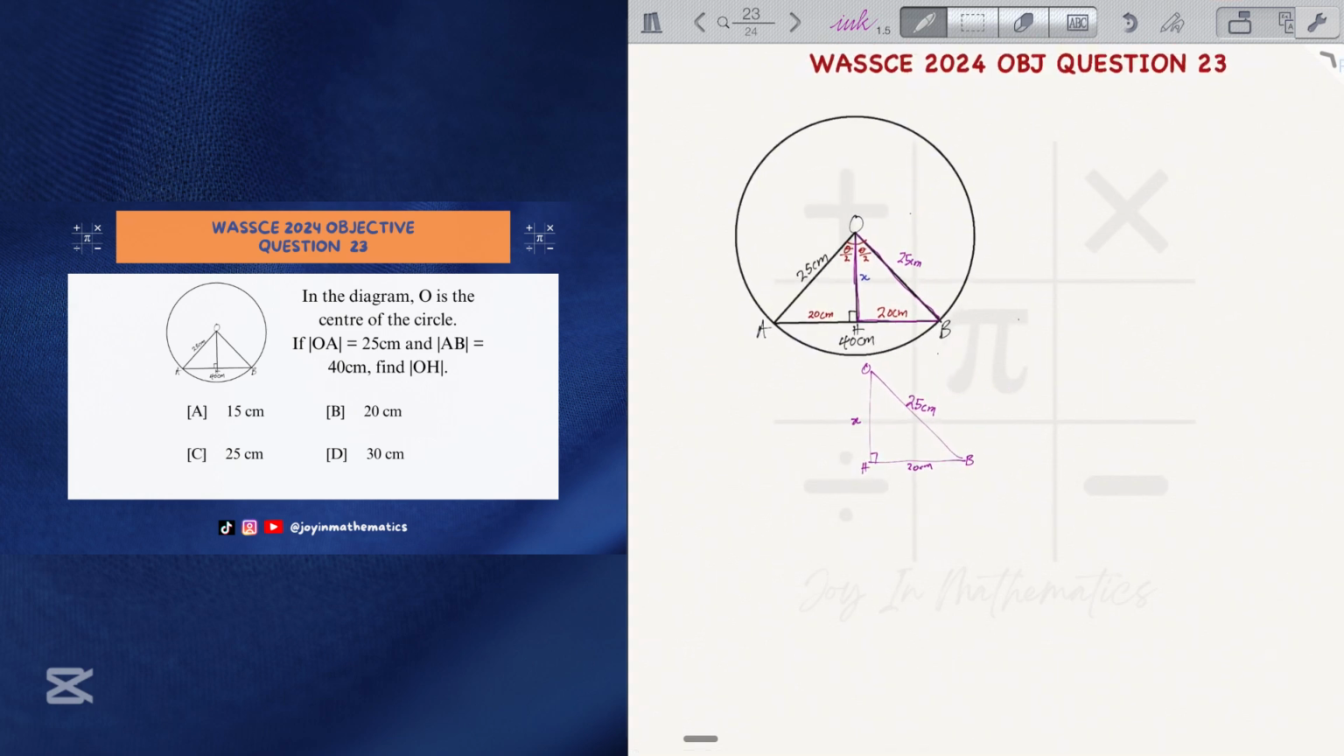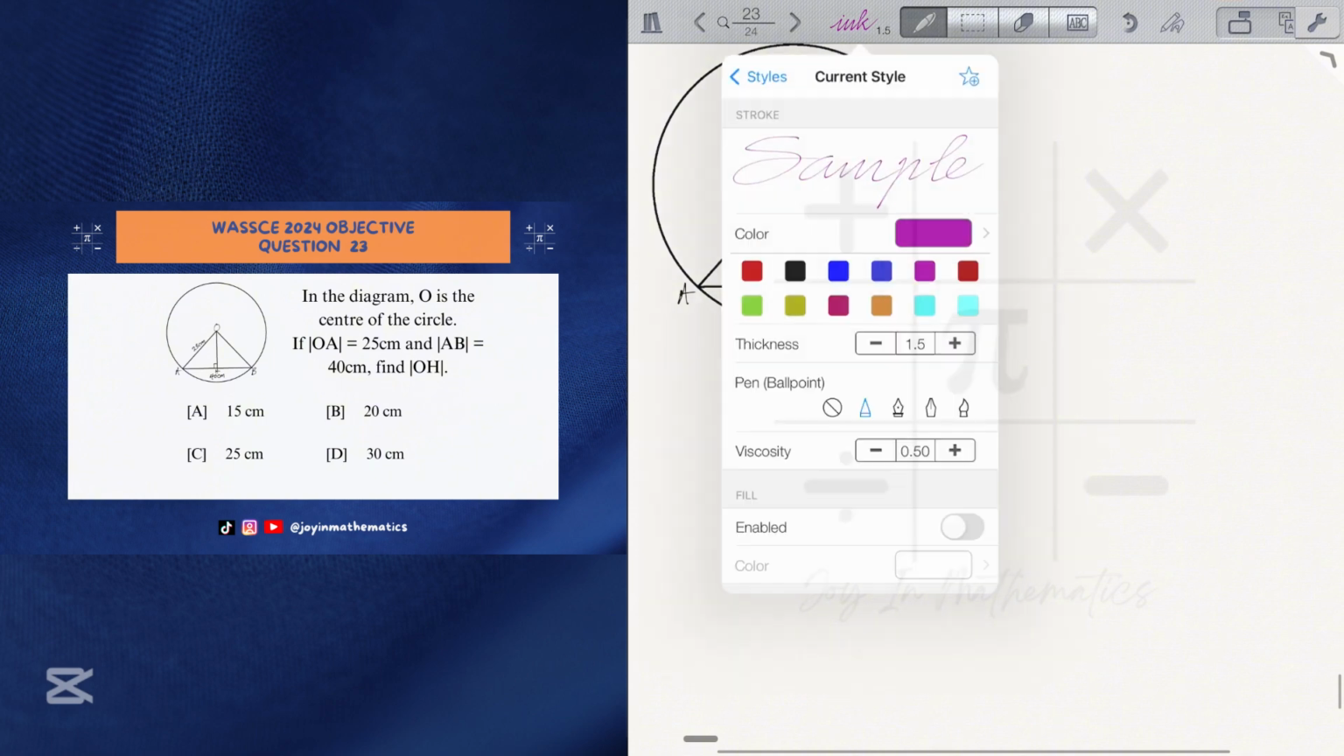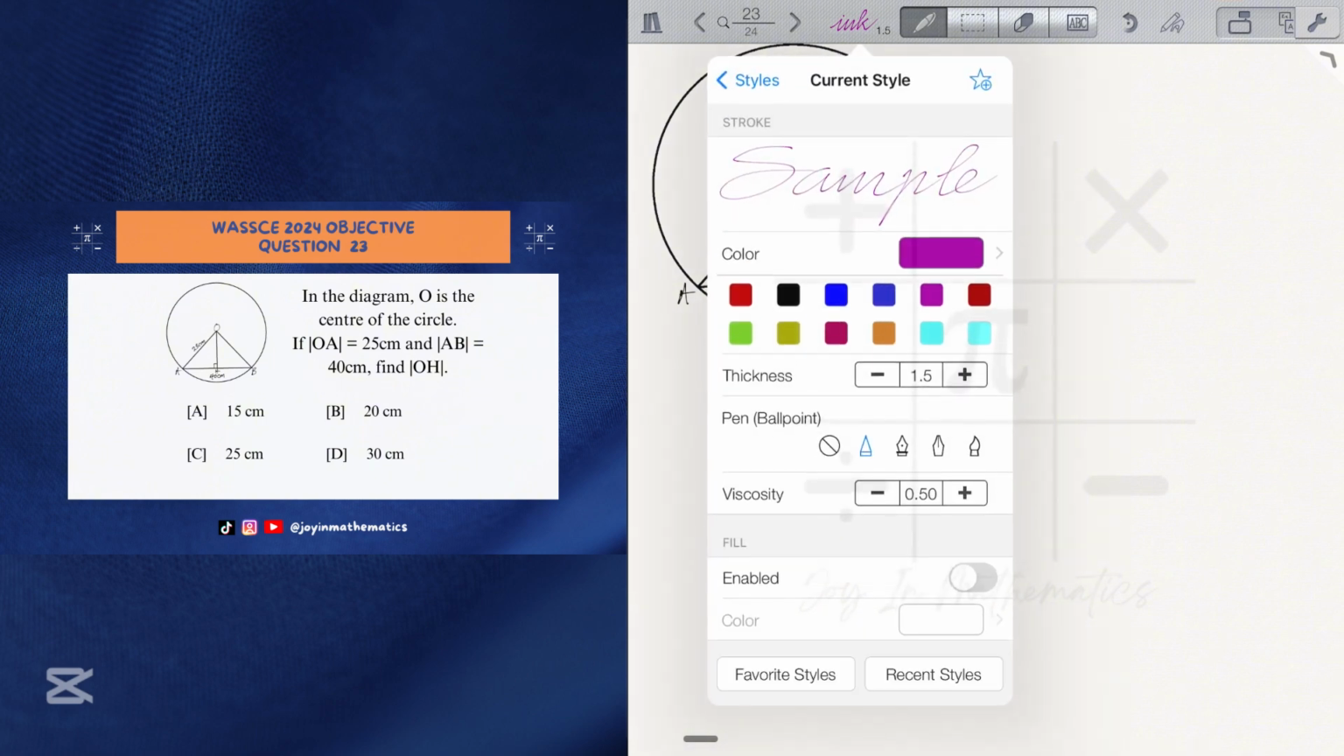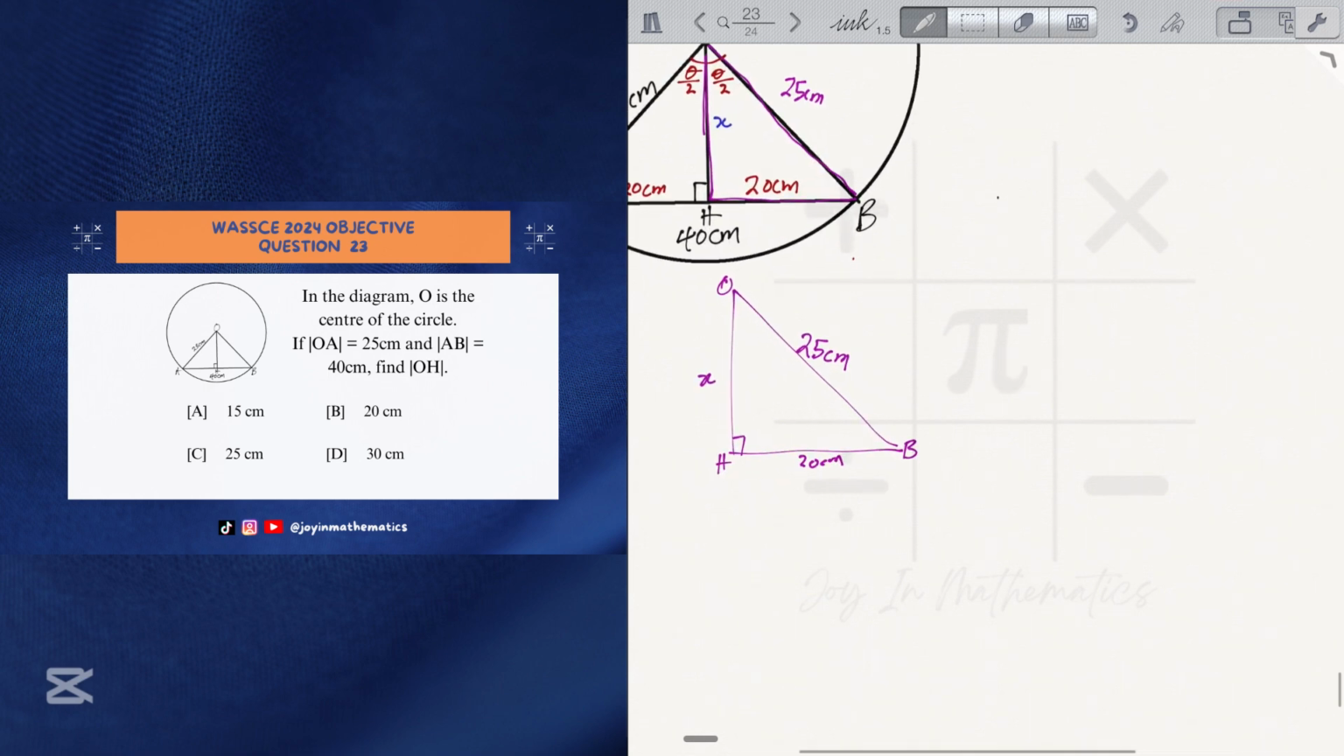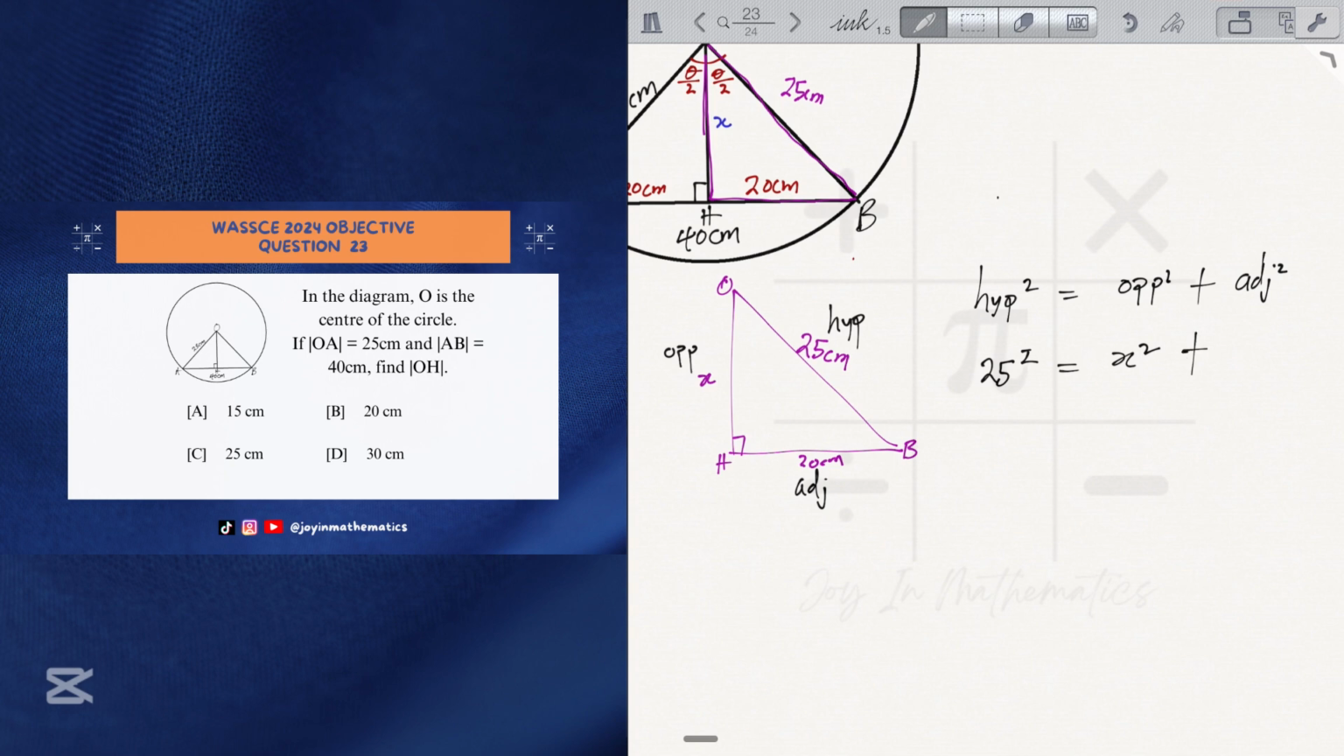Now, if you recall closely, in a right angle triangle we have something called Pythagoras theorem. That Pythagoras theorem says that the hypotenuse squared is equal to the opposite squared plus the adjacent squared. So this we can call the hypotenuse, this we can call the opposite, and this we can call the adjacent. So with that we can find the value of x. So let's make our substitution. Hypotenuse is equal to 25. The opposite is equal to x, so we have x squared, and the adjacent is equal to 20, so we have 20 squared.